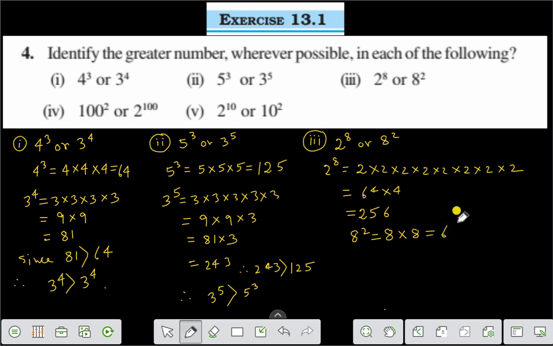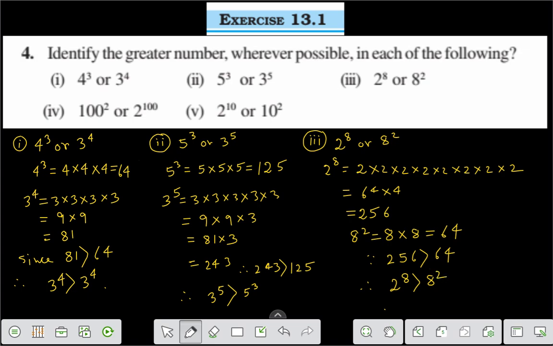It is just 64. Now we know that 256 is greater than 64, therefore you can write that 2 to the power 8 is greater than 8 to the power 2, right? 2 to the power 8 is greater than 8 to the power 2.